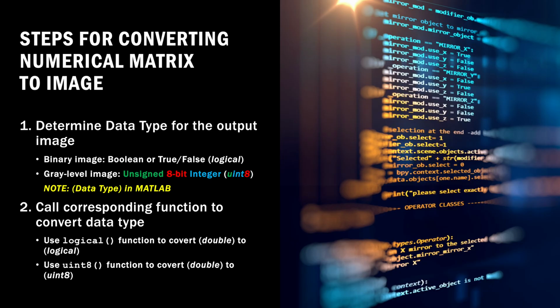On this slide, the name is color-coded to help you remember: U for unsigned, int for integer, and 8 for 8-bit. Please be careful with the spelling. It must be typed exactly as UINT8, not Unit 8. A single misplaced letter will cause MATLAB to reject the command. Once you have chosen the correct data type, you can convert your matrix by calling the appropriate MATLAB function. Use the logical function to convert a matrix into a logical array, and the UINT8 function to convert a matrix into an unsigned 8-bit integer array.